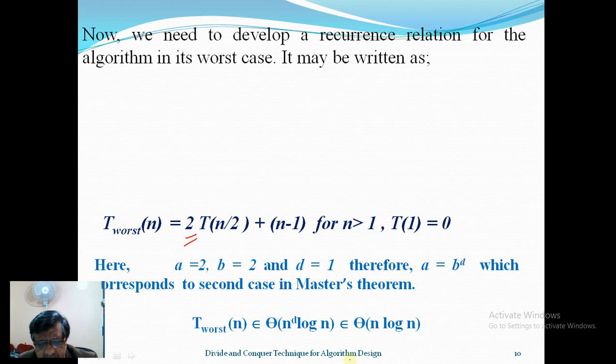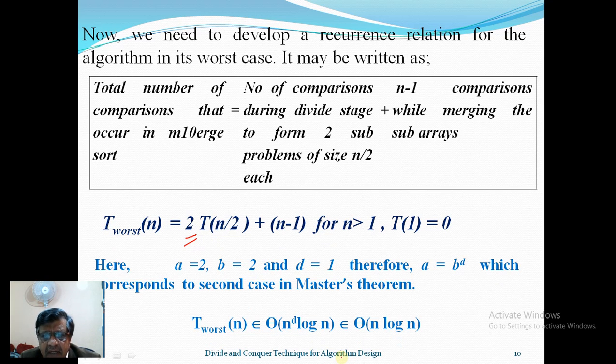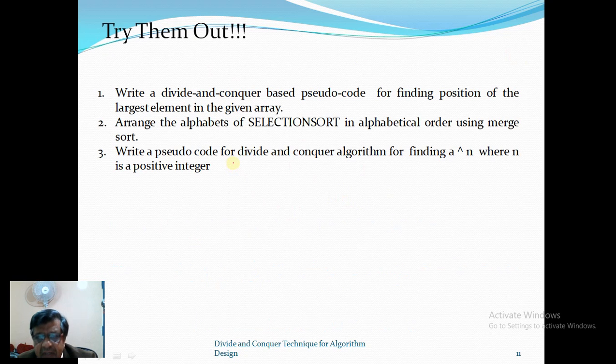Anyway, basically, the de facto standard is that merge sort has an efficiency of n log n. Right, this is the definition of how exactly we wrote this. The total number of comparisons that occur in merge sort is equal to the total number of comparisons during the divide stage to form two subproblems of size n by 2 each, and n minus 1 comparisons while merging the subarrays.